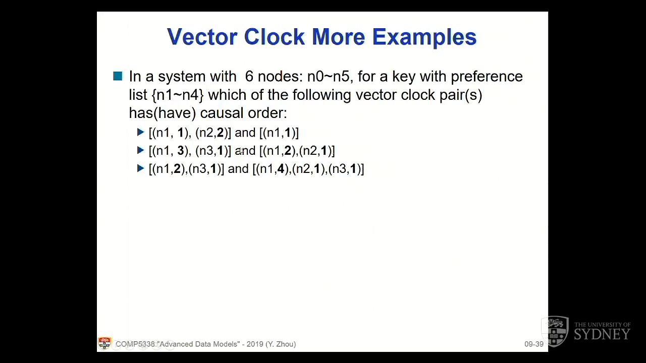So what about this? This one you can't, right? Because there's N3 and this one has N2, so neither has a subset of the other's nodes. So we know they branched off. And they very likely branched off at some point, like this with N1, 2. That's the common ancestor.